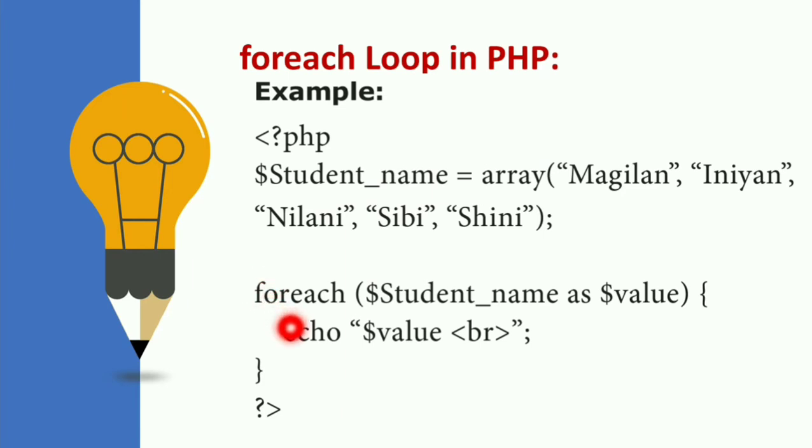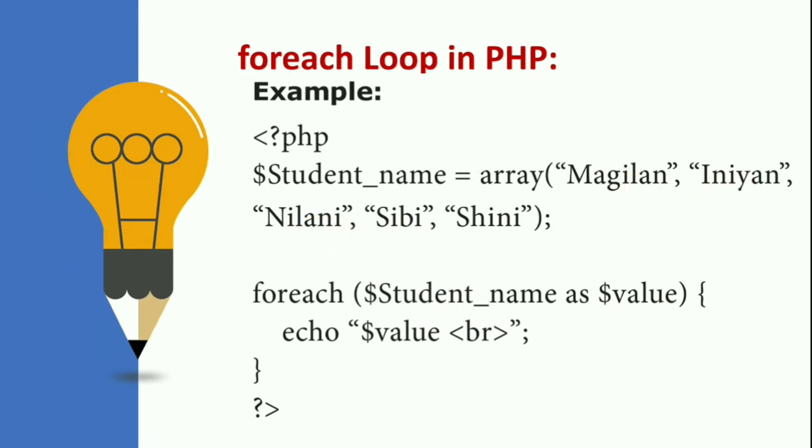And look at the foreach loop here. foreach $student_name as $value. So what happens? Student_name is the array name. As $value means each time each value will be taken. So how many times will this loop be executed? You have to count how many elements are there in this array. Total 5 elements are there. So this loop will be executed 5 times.